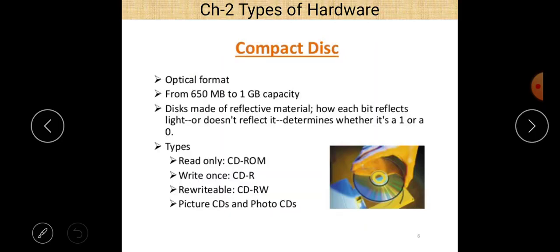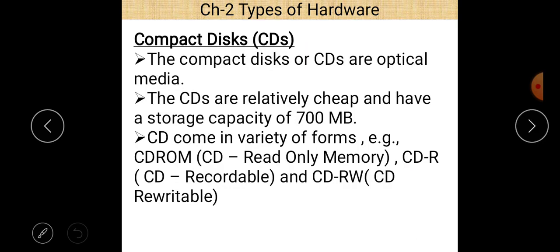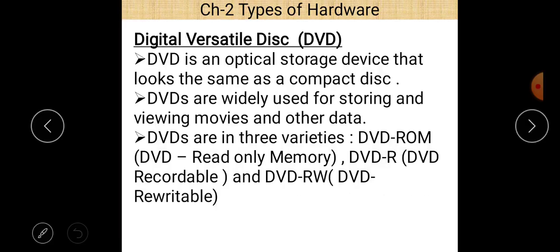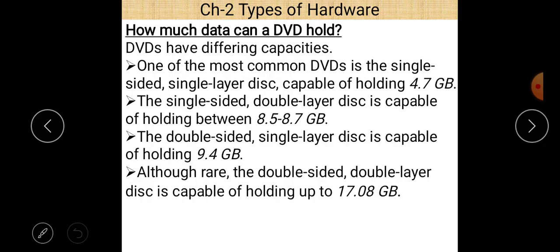Next is compact disk, also known as a CD. The most common size is 700 MB. And there are different types of CDs: CD-ROM means CD read only memory, CD-R, CD recordable, and CD-RW, CD read write. Next is a DVD, also known as digital versatile disc, earlier known as digital video disc. They also come in different forms such as DVD-ROM, DVD recordable, and DVD read writable, and the most common size is 4.7 GB.